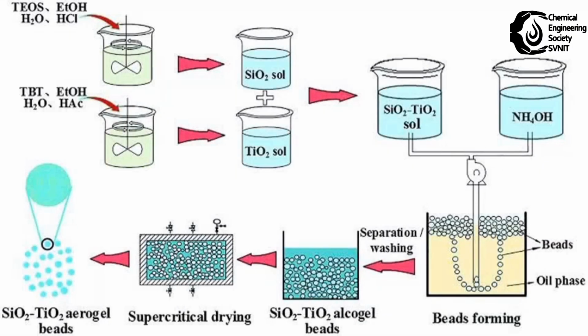Triethyl orthosilicate solution in the presence of ethanol and HCl as a catalyst, on mixing, results in the formation of silica oxide sol. Tributylene solution in the presence of ethanol and acetic acid as a catalyst results in the formation of titanium oxide sol. Mixing both the sols results in the formation of SiO2-TiO2 sol, which, on allowing it to settle down, results in the formation of beads known as alcohol-gels. These alcohol-gels, after separating from the solution and allowing them to undergo supercritical drying, result in the formation of aerogel beads.